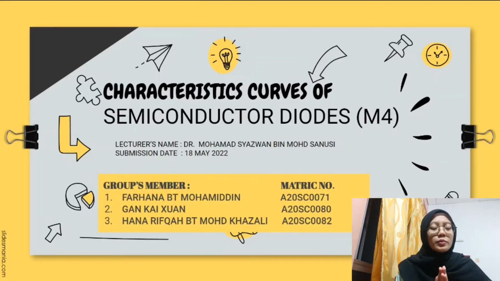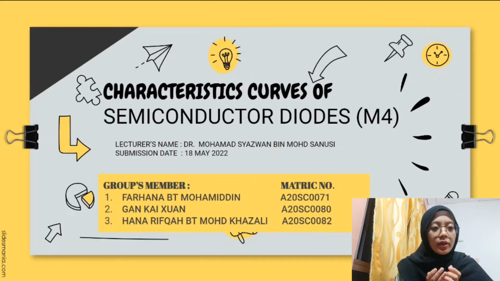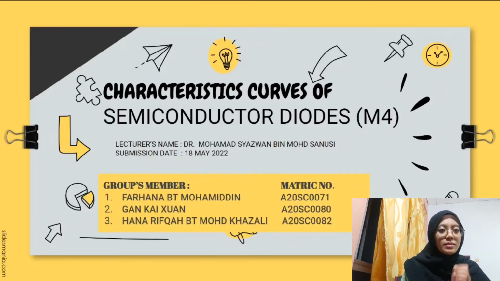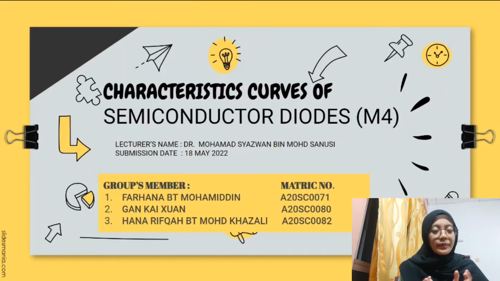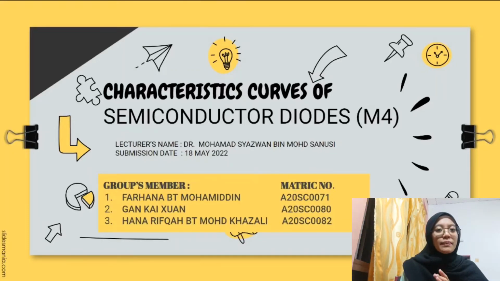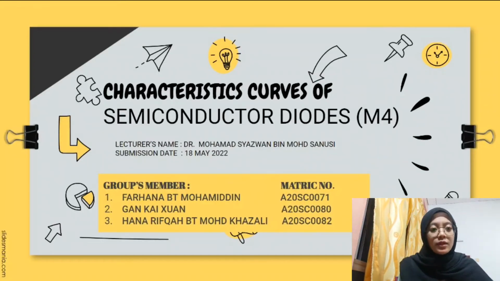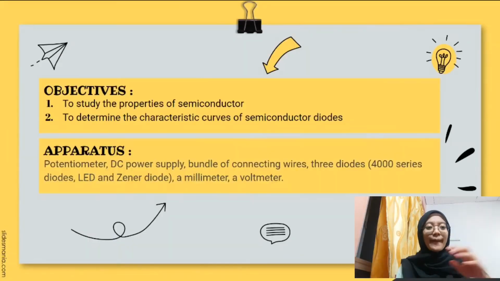So today I would like to present our lab report. The chapter is Characteristic Curve of Semiconductor Diode M4. So this is my group member. Firstly, myself. My name is Farhana binti Muhammadin. Second, Kang Kajwan, and the last one is Hana Rifkah binti Muhammad Ghazali.